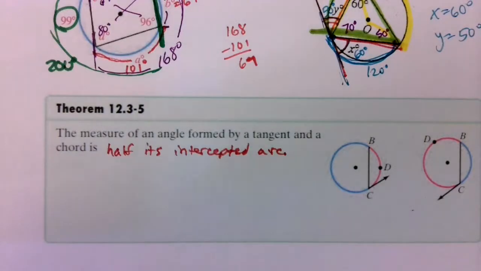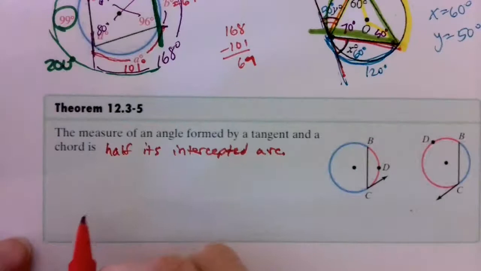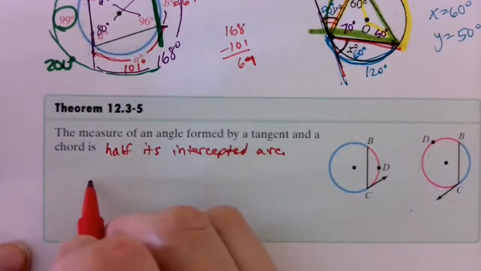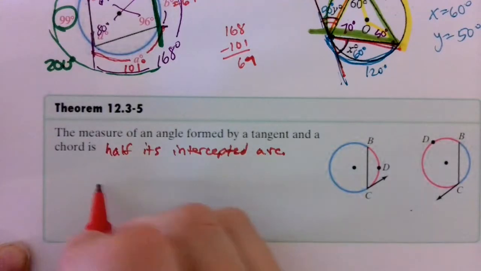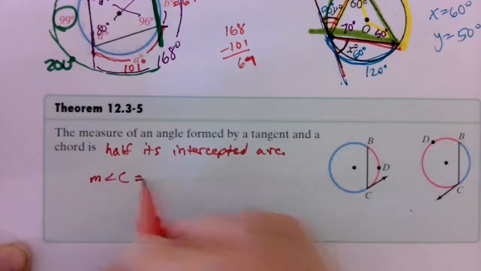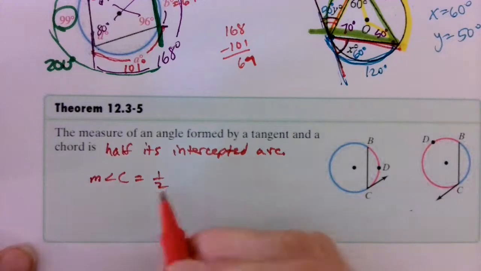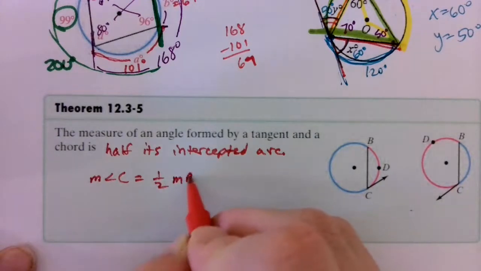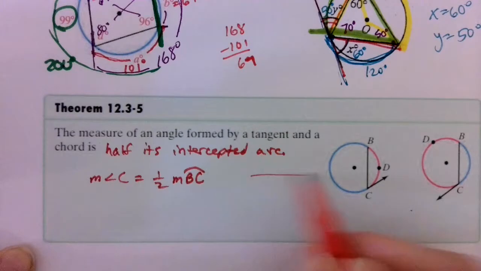That's the same thing that I put up above. That's because it's the same kind of angle. So, I've got 2 examples there for you. And the reason is that I want you to see 2 different ways this could look. So the measure of angle C is 1/2 the measure of arc BC in the first one.